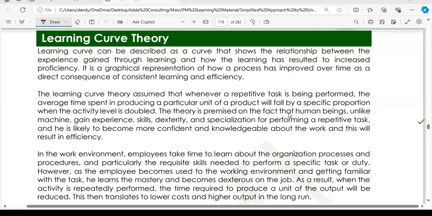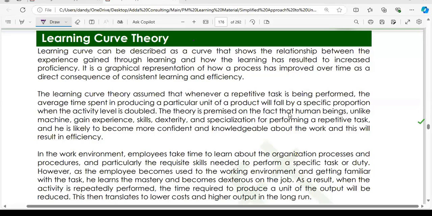Now, learning curve theory is the theory that assumes that whenever a repetitive task is being performed, the average time spent in producing a particular unit of that product will fall by a specific percentage when the activity level is doubled. Of course, the theory is based on the assumption that human beings, unlike machines, gain experience, skills, dexterity, and become specialized for performing a repetitive task.